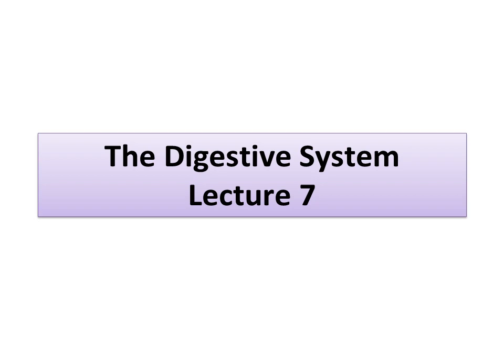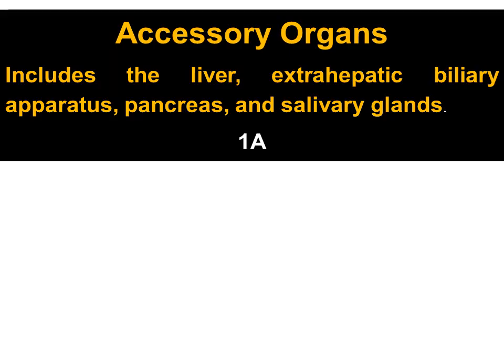Lecture 7. Accessory organs. They include the liver, extrahepatic biliary apparatus, the pancreas, and the salivary gland. We start with the first one, the liver.